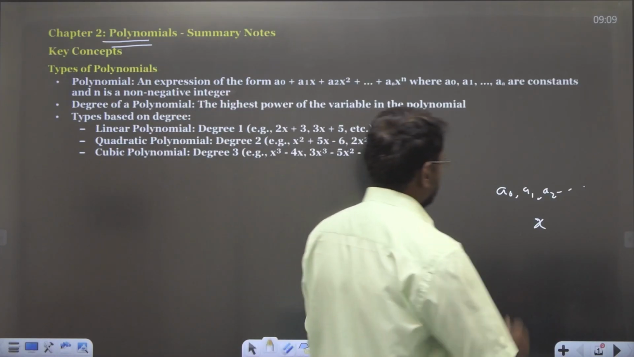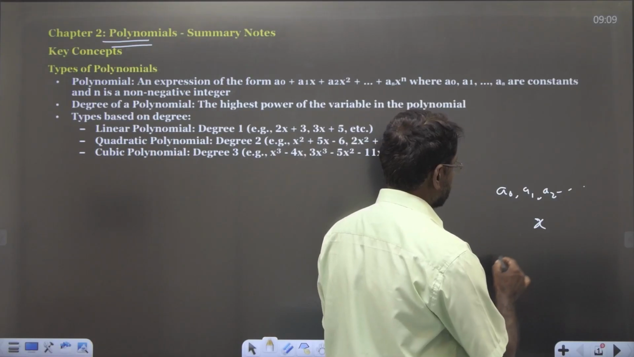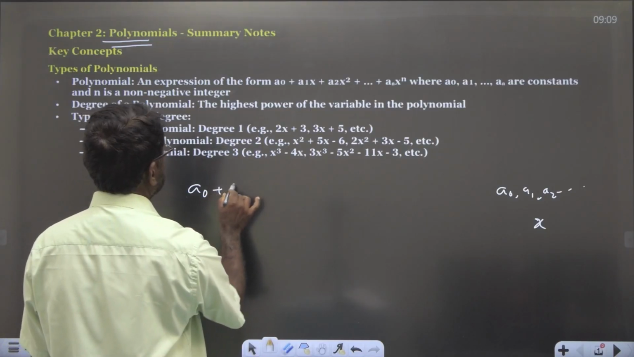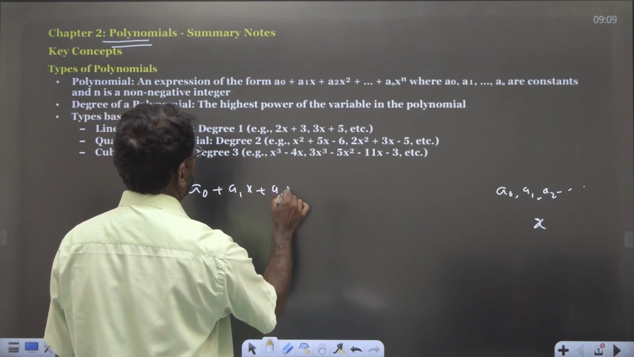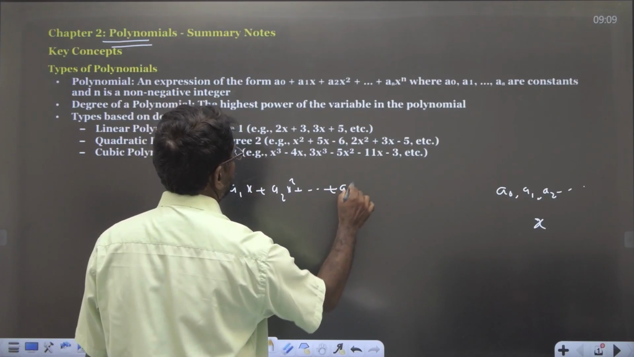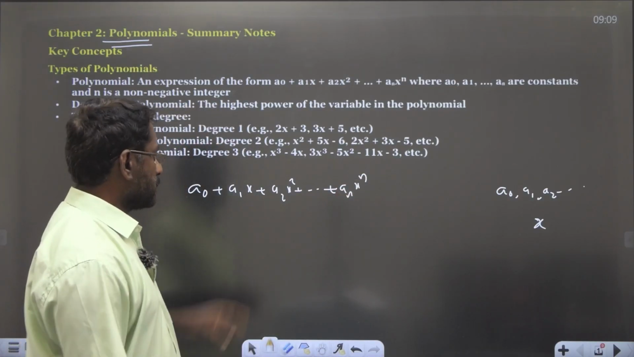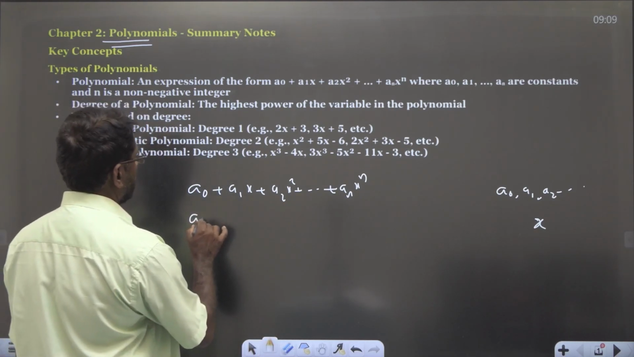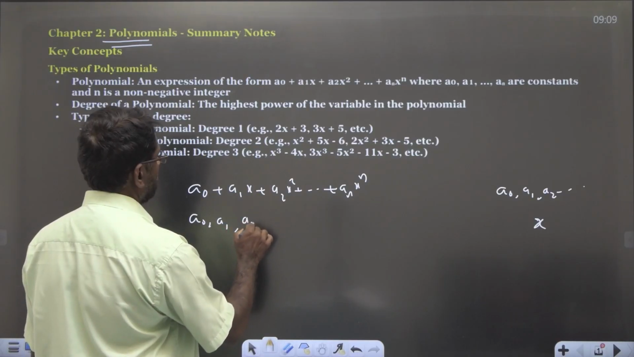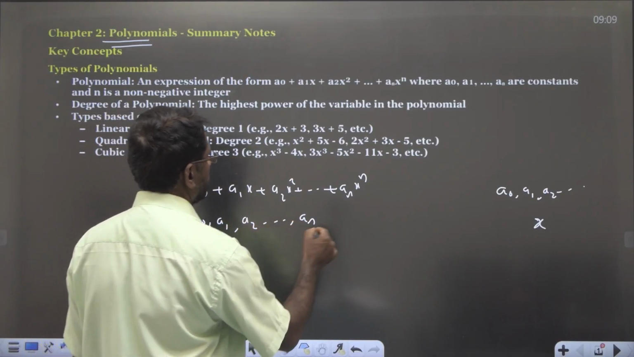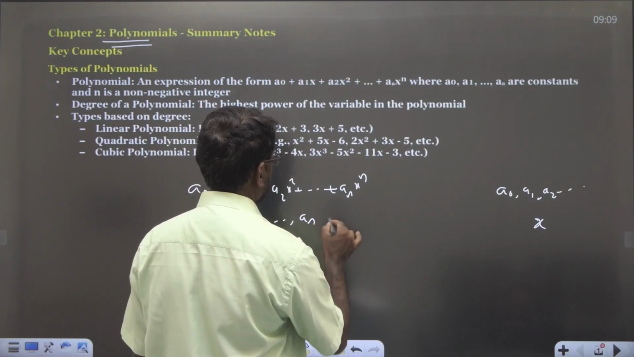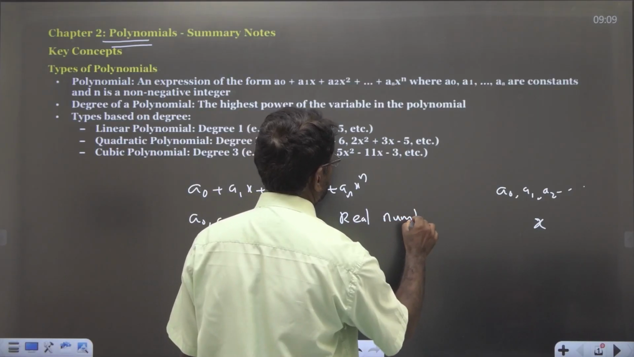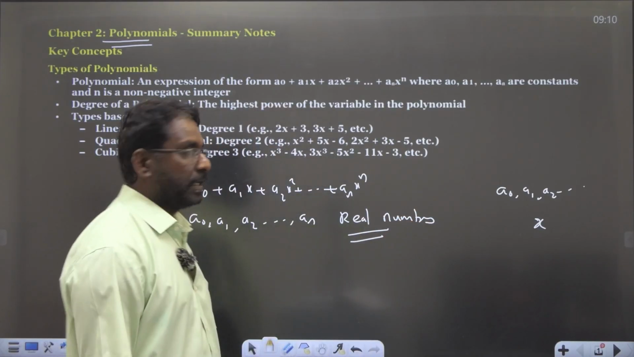The fundamental form of a polynomial is a0 plus a1x plus a2x square plus etc. plus an x raised to n. This is the fundamental form of a polynomial. Here, a0, a1, a2, etc., an are real constants, real numbers.